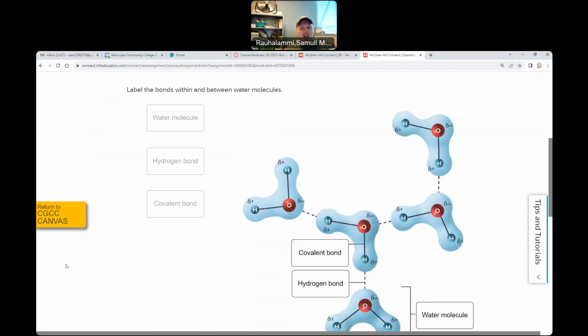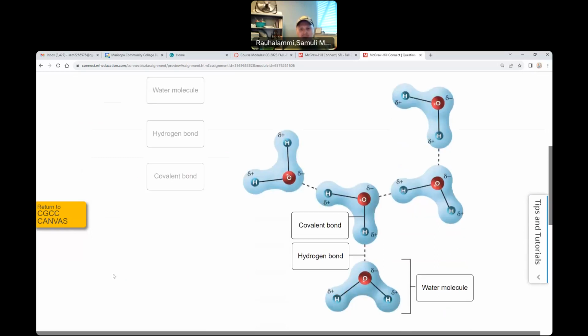This first question that you're seeing is literally a click and drag the labels to the right parts of the picture type of question. So what we're seeing here are multiple water molecules. And you remember with the water molecules, the electrons that were shared between oxygen and hydrogens were shared unevenly. These electrons spent more time around the oxygen atom.